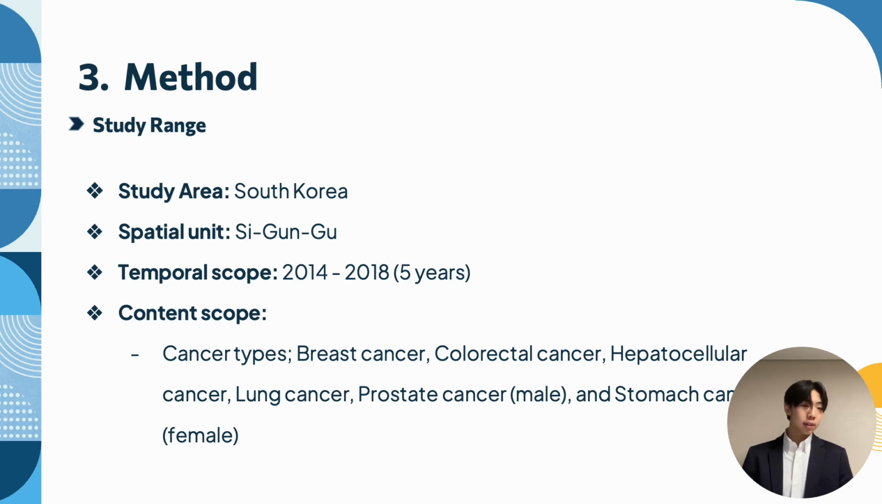My research will obviously be focused within South Korea, but more specifically at the Si-gun-gu level, at the more local government. Now, the data used in my research will be from 2014 to 2018, a span of 5 years. This is because the South Korean government releases their cancer data at a time interval of every 5 years, which is also why I wasn't able to use more recent data, because at the time of doing my research, the data for the more recent 5 years has not been released. And of course, I will be covering the 6 most prominent cancer types in South Korea: breast cancer, colorectal cancer, hepatocellular cancer, lung cancer, prostate cancer, and stomach cancer.